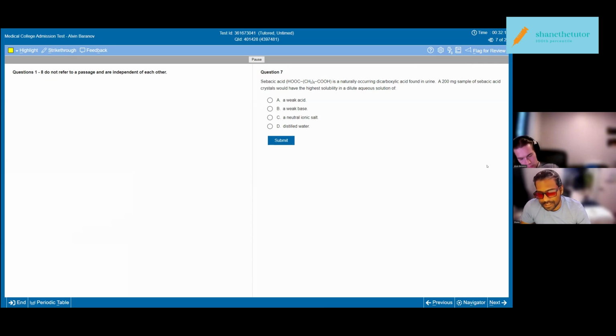A base is defined as a proton acceptor, and whatever protons have not dissociated yet from the weak acid, you can force it to get deprotonated by adding a base. So for this question, we don't even need to know whether this is a strong acid or a weak acid, because even if it was a strong acid, the highest solubility would still be in a base, a weak base.